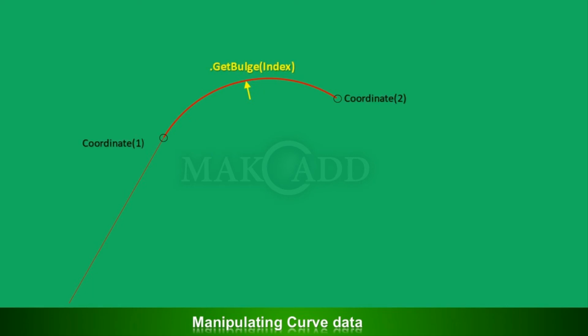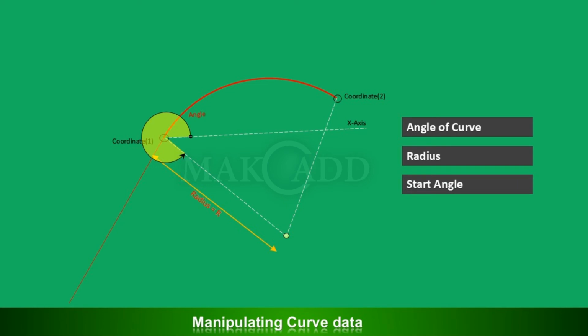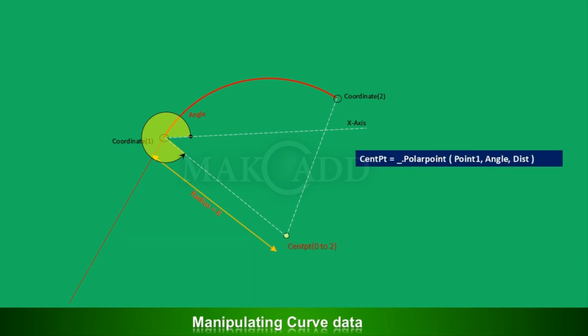Here the index number of the first vertex is 1, and the index number of the segment is also the same. Using these points and the bulge value, we will calculate the angle of the arc. Then using the angle, we will calculate the radius of the arc. Then calculate the start angle of the curve. Then using the polar point function, we will find the center point. In the polar point, point 1 is the coordinate point, the angle is the start angle, and the distance is the radius.